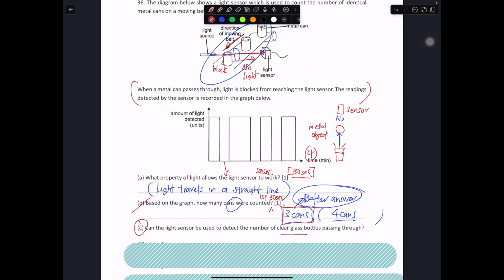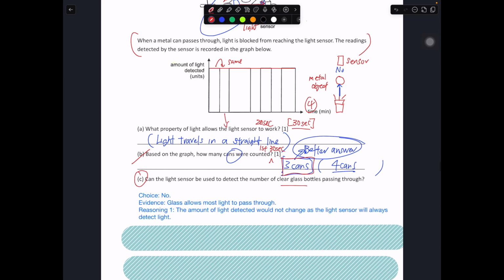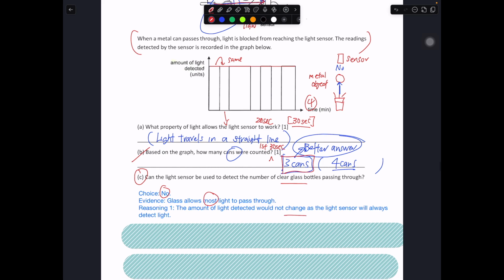So it will become something like this. Okay, maybe I draw in red. It will become something like this. Then you couldn't know when or where the glass bottle passes through, because they detect the same. So you can't tell. Okay, that's why it is no. So how to answer this? No, the glass bottle allows most light to pass through, so the amount of light detected will not change, as the light sensor will always detect light. That's why you can't tell.